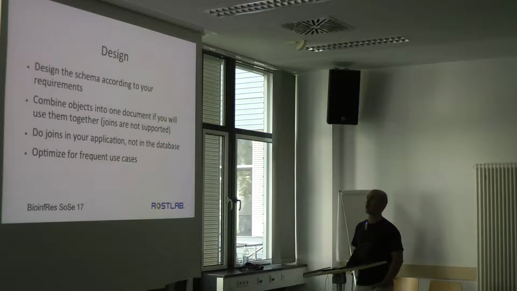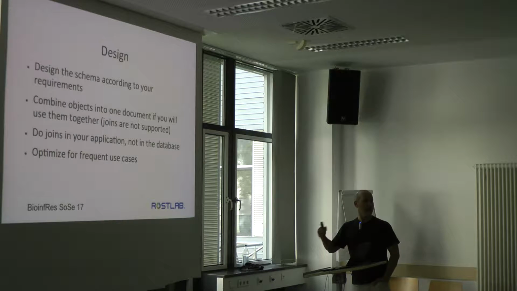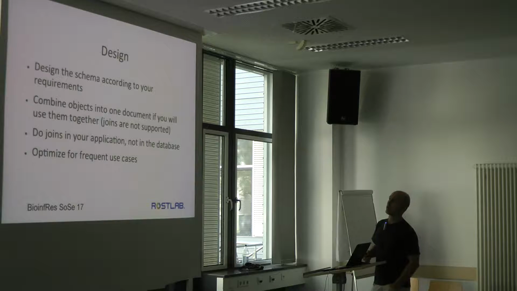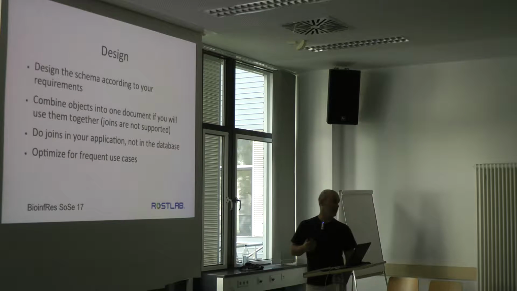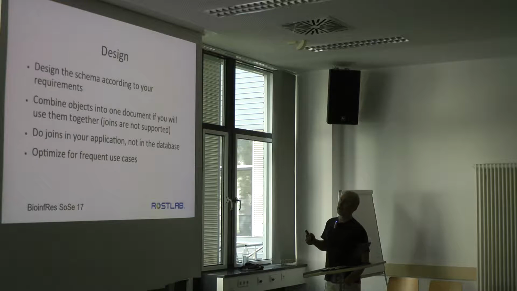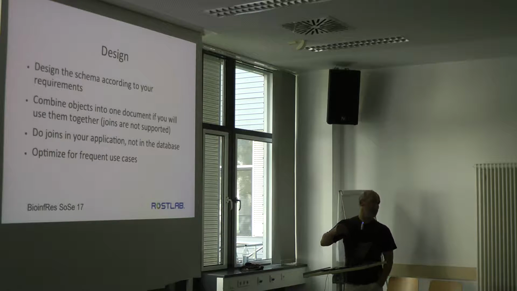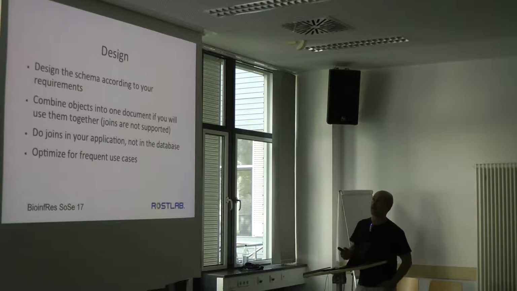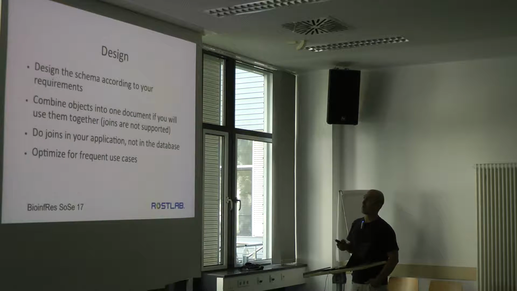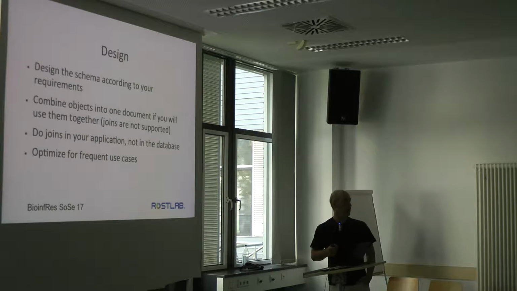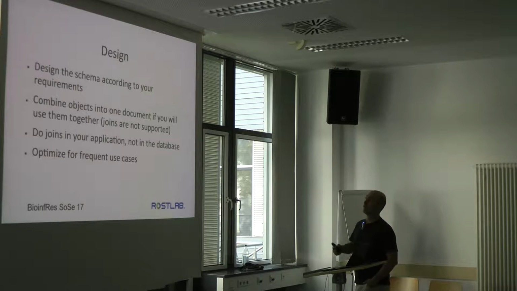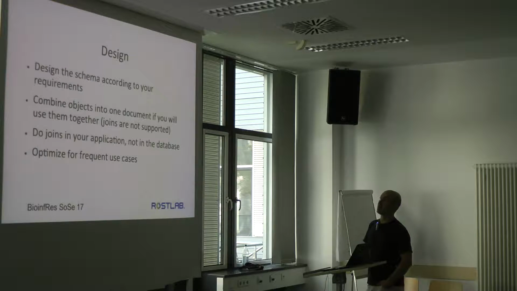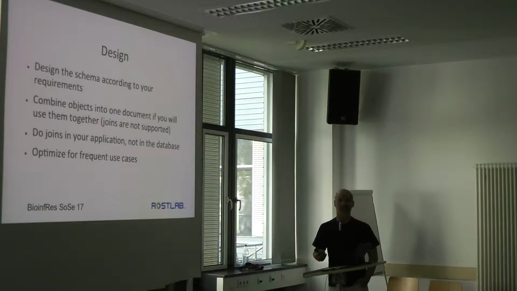If you work with MongoDB, you should design the structure according to your requirements. So there is not this very abstract theory like for relational databases. It's also recommended to combine objects into one document if you want to use them together, because among the disadvantages in comparison to relational databases is that joins are not supported. So joining has to be done in your application, or before you insert the data in the database. There is no join command for the database.